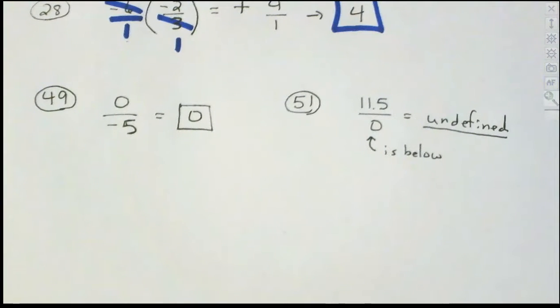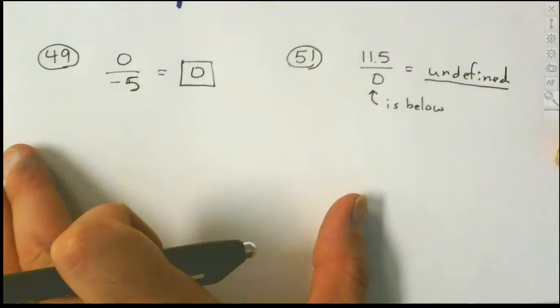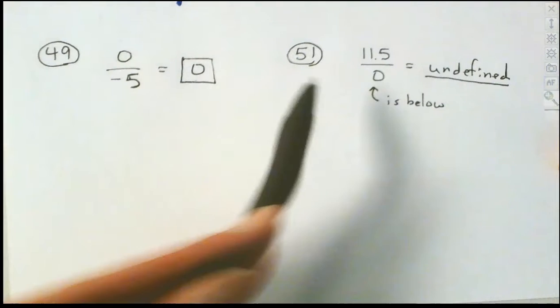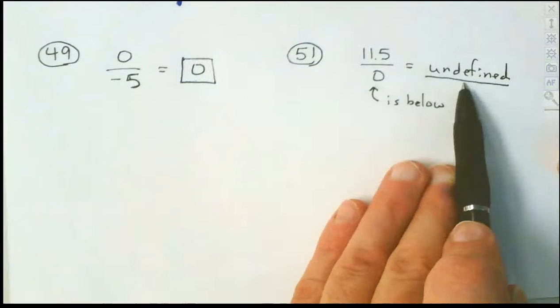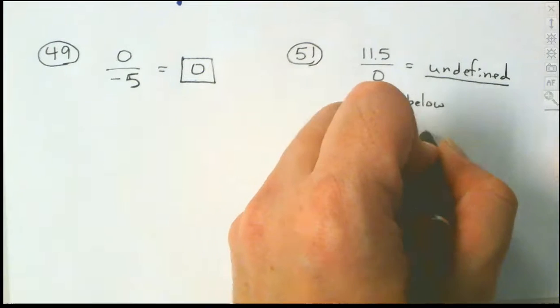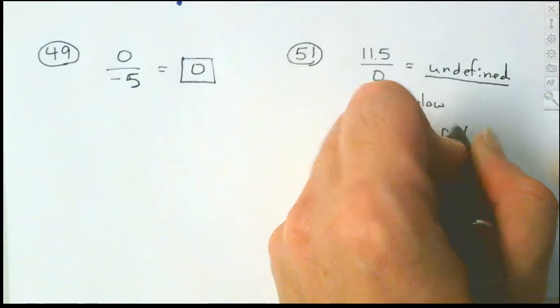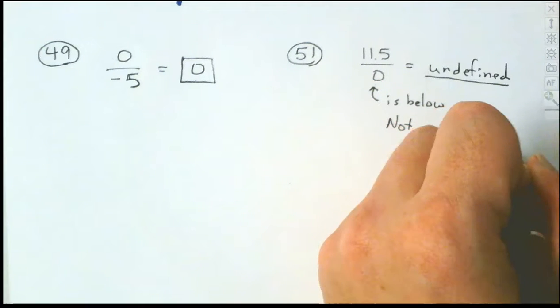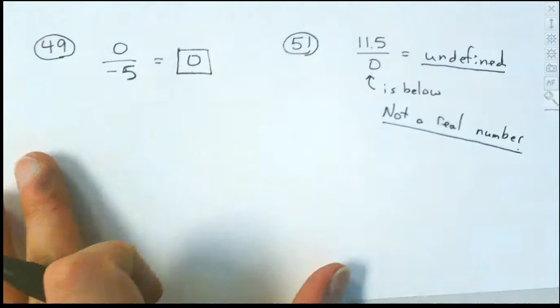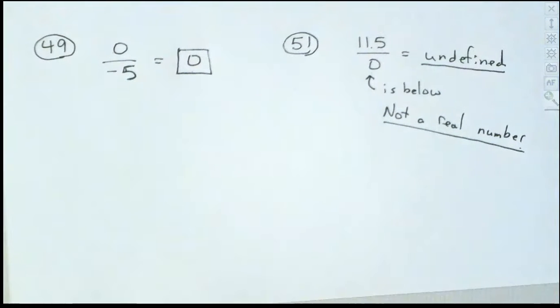You can't take a number and divide it by 0. It doesn't happen. Can't work. So always make sure if your 0's in the top, it's 0. If 0's in the bottom, it's undefined. It's not 0. Not a real number. This is also not a real number. So that's going to not be a real number there. You can't do it. It's undefined. I just want to make sure we clarified that before we move on to anything else.